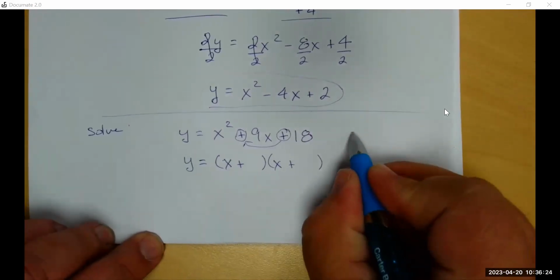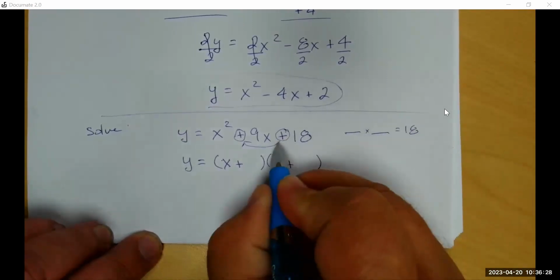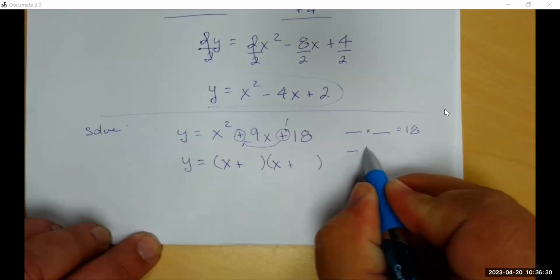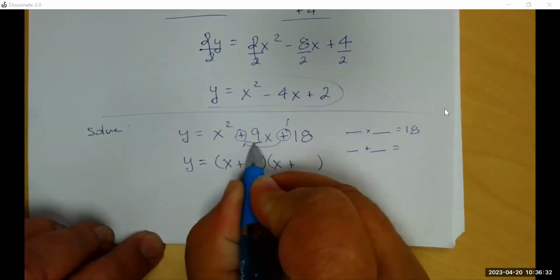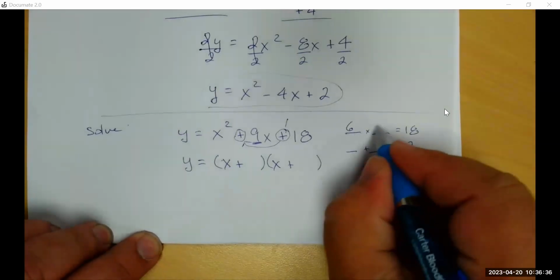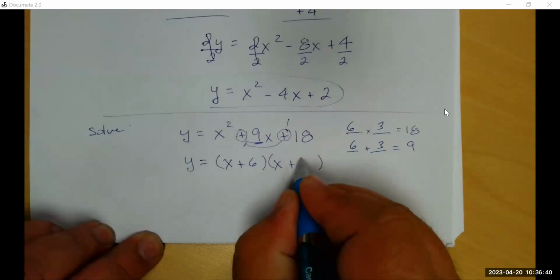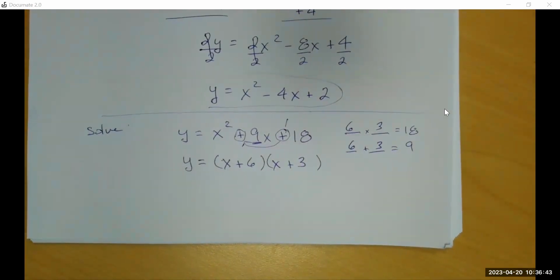Now we got to figure out what times what is 18. When we add them together, we get 9. 6 times 3 is 18. 6 plus 3 is 9. Excellent.